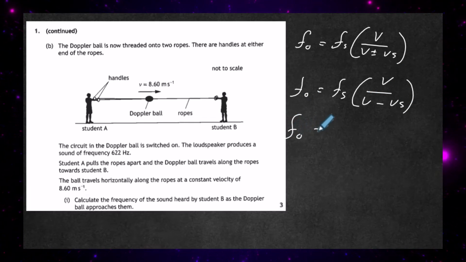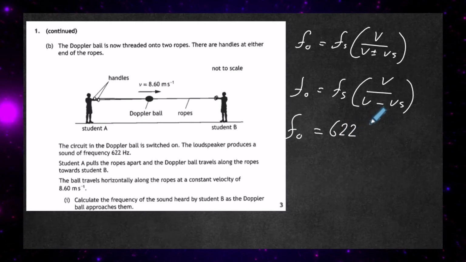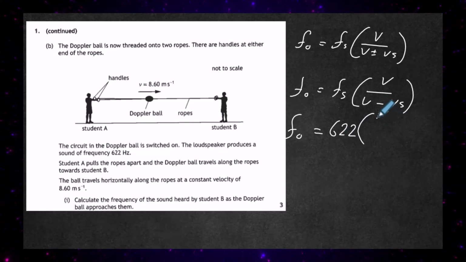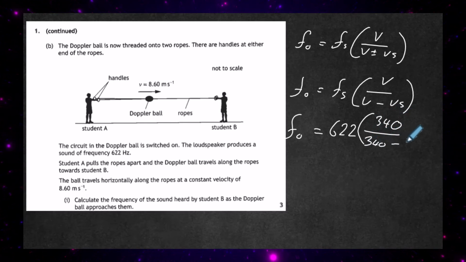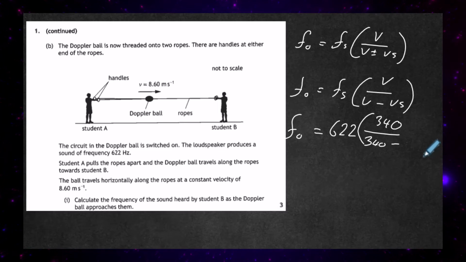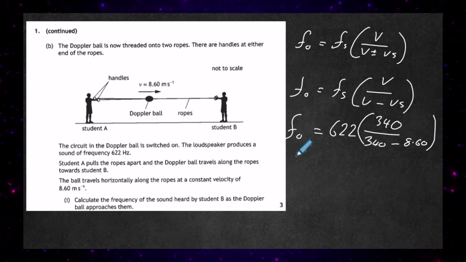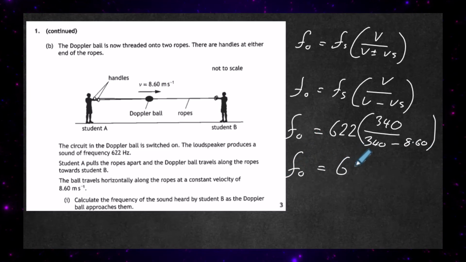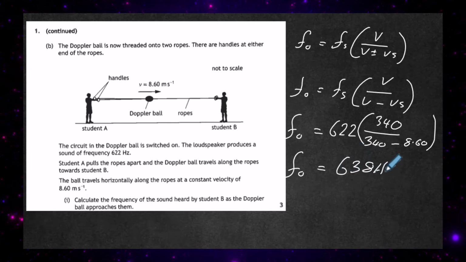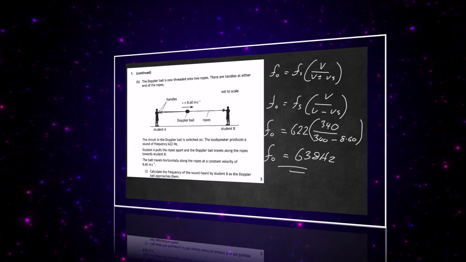The frequency observed is going to equal 622, that's the original source frequency, all over 340 divided by 340, and take away the velocity of the ball approaching, which is 8.60. So just take your time, do everything slowly in your calculator, and you should get an answer of 638 Hz. And that's the frequency student B will hear as the Doppler ball approaches.